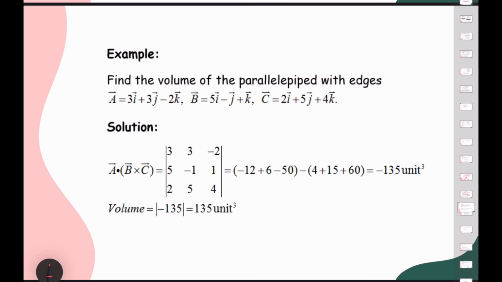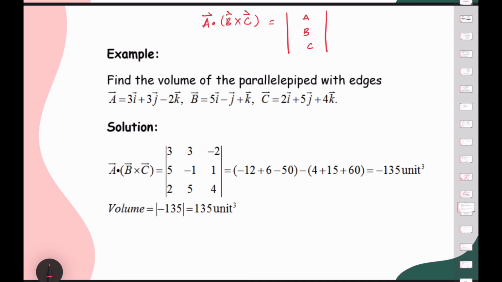Find the volume of the parallelepiped with edges A, B, and C. A is 3i plus 3j minus 2k, B equals 5i minus j plus k, and C equals 2i plus 5j plus 4k. We know that we can find the volume of the parallelepiped by using the formula A dot B cross C, which can be found by finding the determinant of A, B, C according to the order.